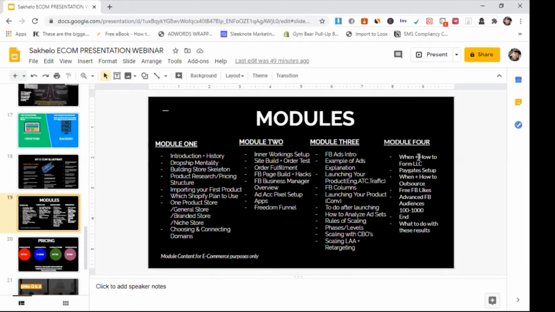Okay, module 4 is when and how to form an LLC. I prefer that you guys just get it ASAP. Actually, just go on the CIPC website. If you don't have a company already under your name, just go on the CIPC. You don't really have to register the name. Just register a company in the meantime.